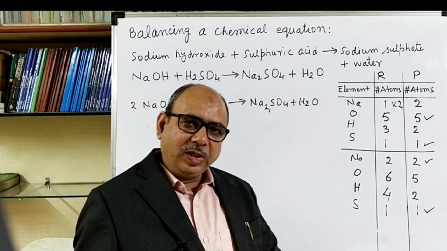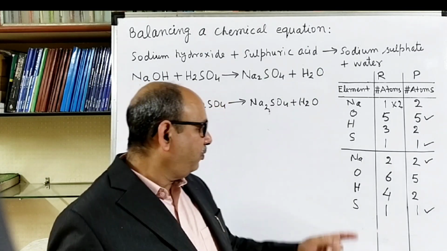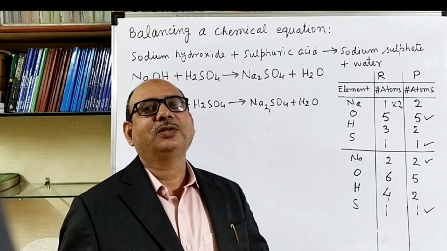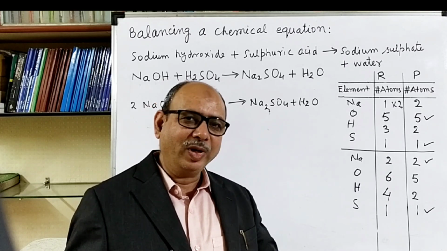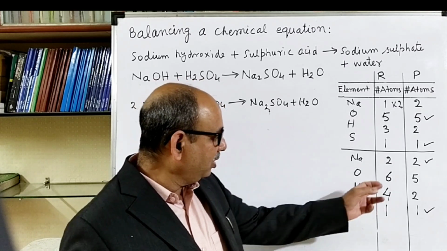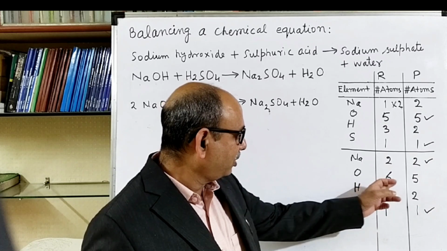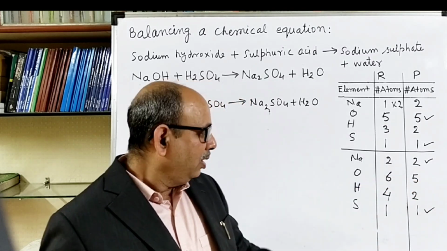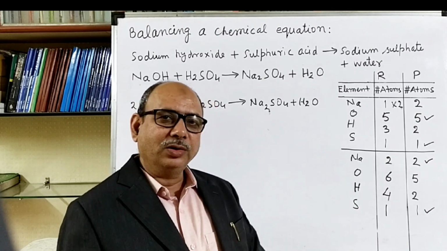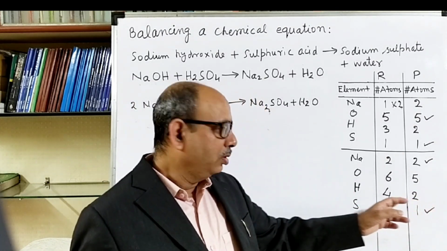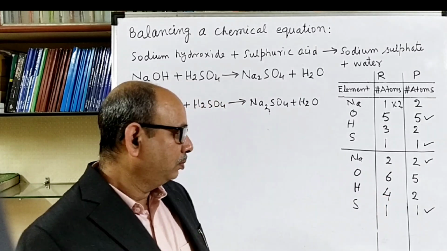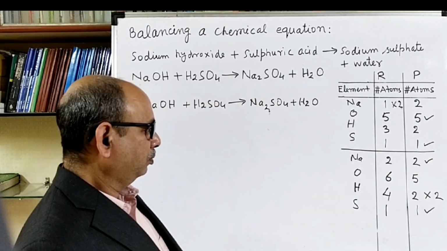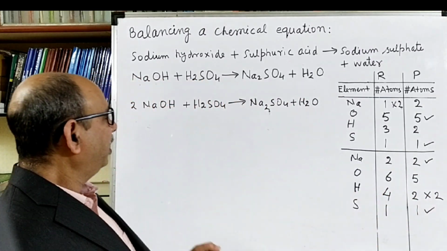Now the question arises: should we balance the number of oxygen atoms or the hydrogen atoms? Its answer is very simple. Whose balancing is simpler? If you want to make the number of oxygen atoms in the reactant and the product the same, it's complicated. For hydrogen, it is very simple because if you multiply here by 2, it will equal 4. Here we will multiply it by 2. Now it is 4 and 4.